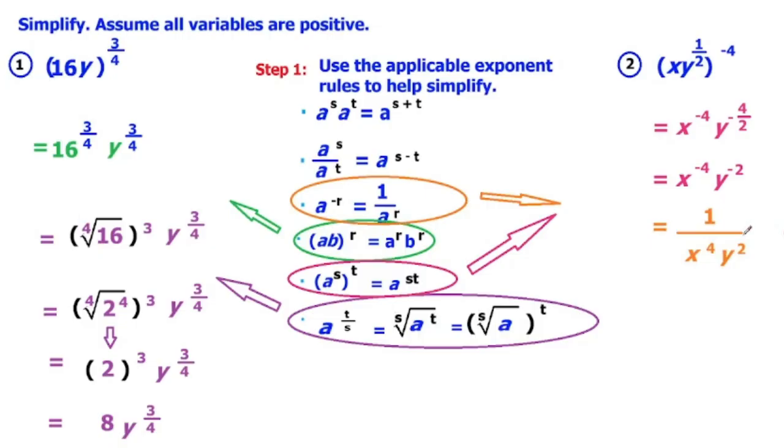Finally, because these are negative, it just means that they go into the denominator. So we use this identity. So it becomes 1 over x to the 4, y to the 2, and that's our final answer. And that's it. That's all there is to that problem.